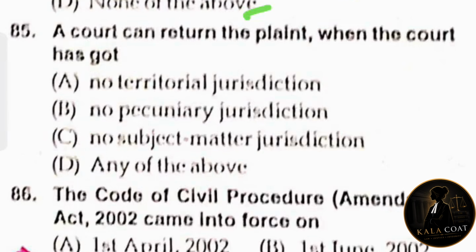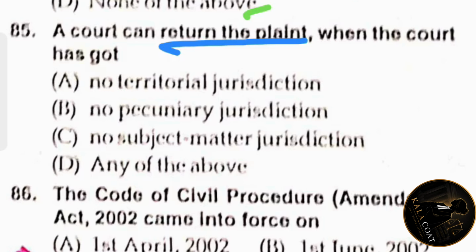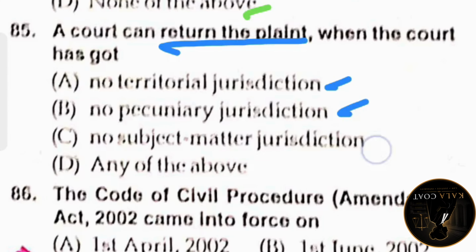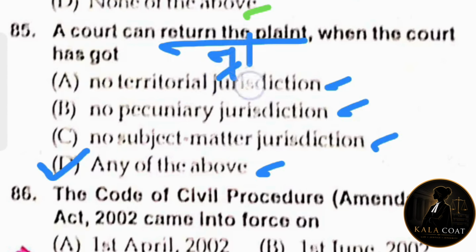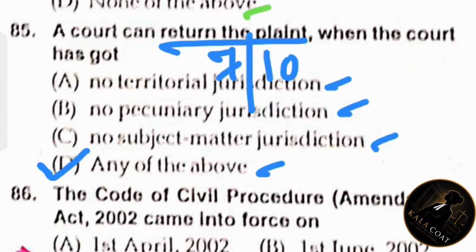Question number 85. A court can return the plaint when the court has got no territorial jurisdiction, no pecuniary jurisdiction, no subject matter jurisdiction or any of the above? Correct answer is any of the above. And where is return of plaint dealt with? Under Order 7 Rule 10 of the CPC.